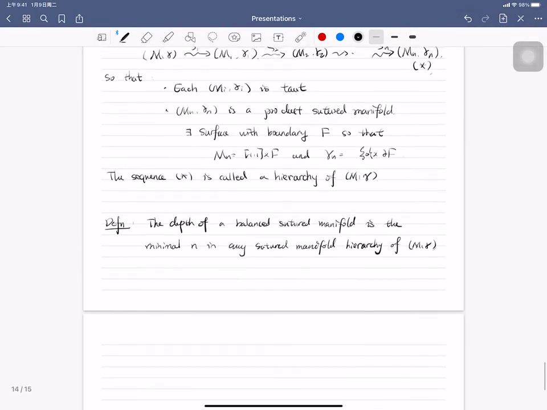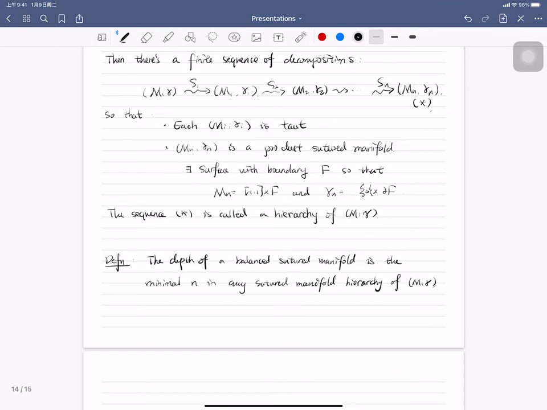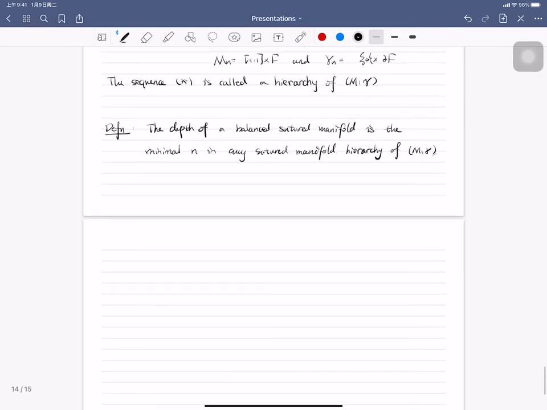All right, so Gabai's theorem tells us that this decomposition is always finite step, or that the depth of a taut suture manifold is finite. But the basic question to ask is, can we find some bound for this d of M and gamma?